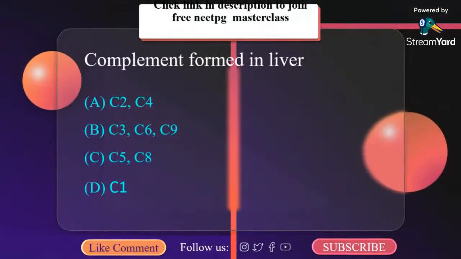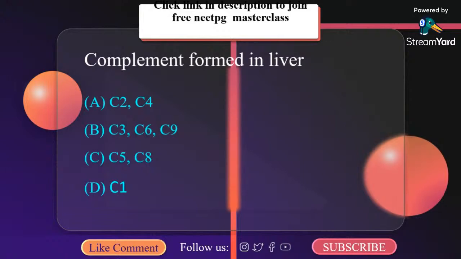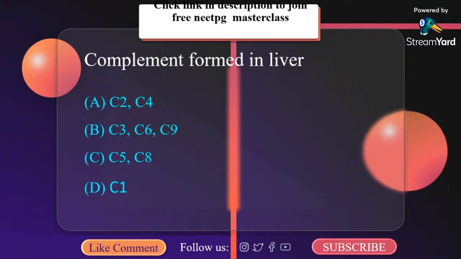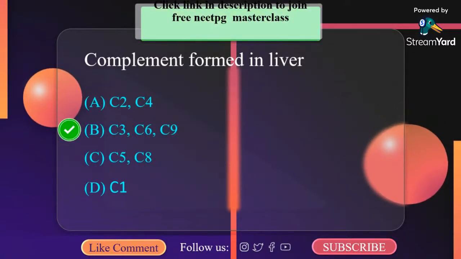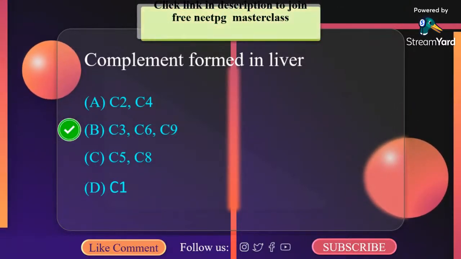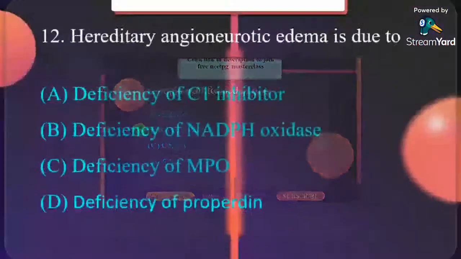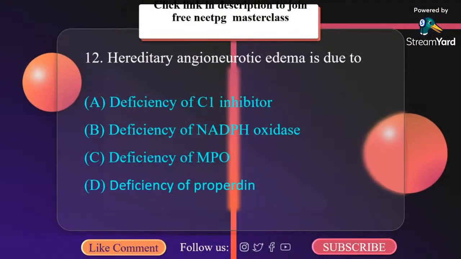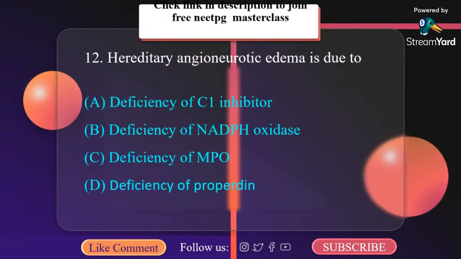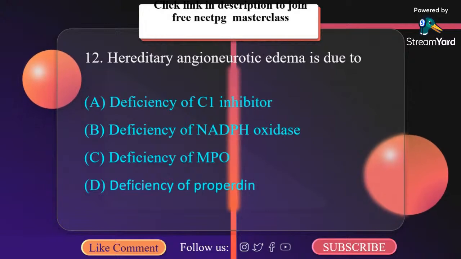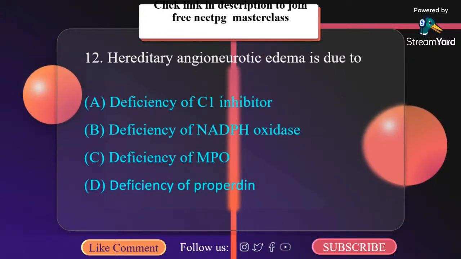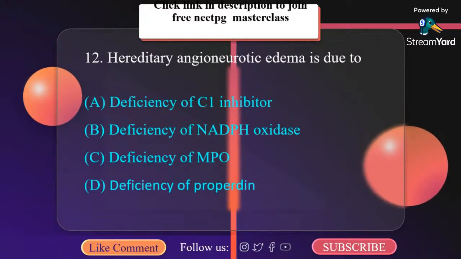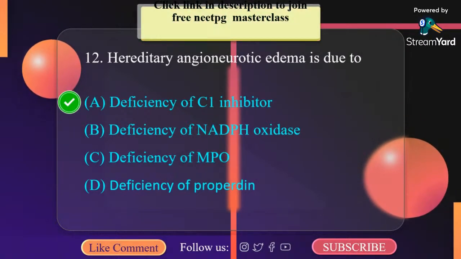Complement formed in liver is A. C2 C4, B. C3 C6 C9, C. C5 C8, and D. C1. So the correct option here is C3 C6 C9. Hereditary angioneurotic edema is due to deficiency of C1 inhibitor, deficiency of NADPH oxidase, deficiency of MPO, or deficiency of properdin. So the correct answer here is deficiency of C1 inhibitor.